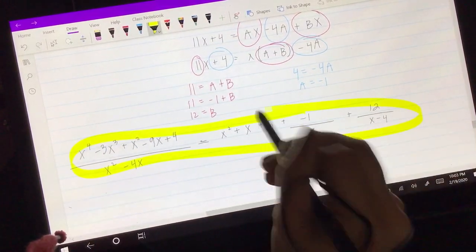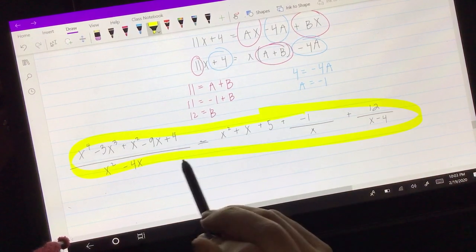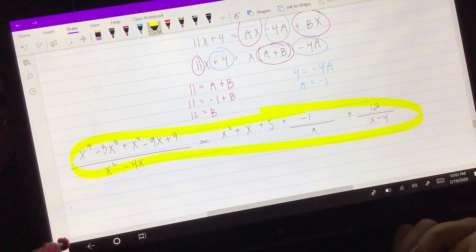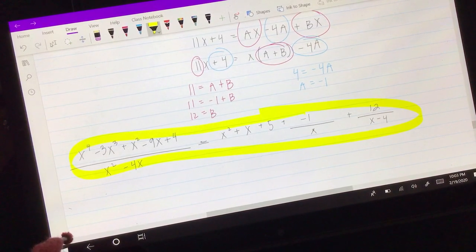Here's your final answer. You can check it by getting a common denominator for all these on the right, adding them up, making sure it's equal to the left side. There you have it. You guys know how to do partial fraction decompositions. We'll do more practice in class tomorrow.